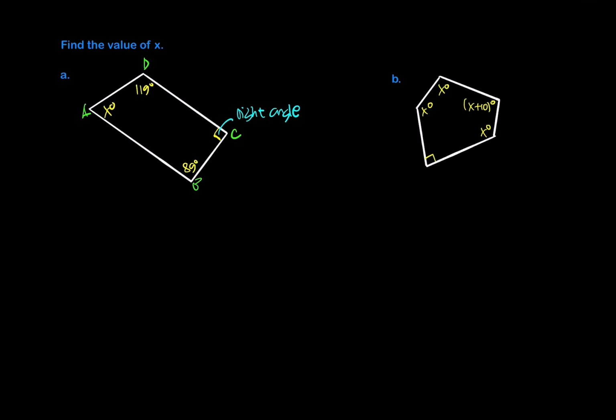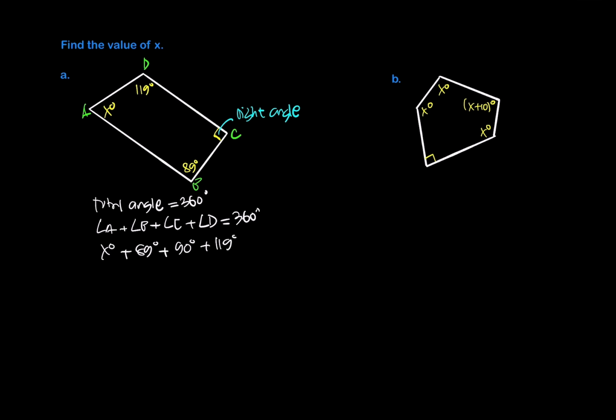So now we're talking about quadrilaterals and other polygons. When we talk about quadrilaterals, the total angle equals 360 degrees. So once we have angle A plus angle B plus angle C plus angle D equals 360 degrees, then angle A substituted, angle B 89, angle C, a right angle, 90, plus angle D 190 degrees, then this is 360.